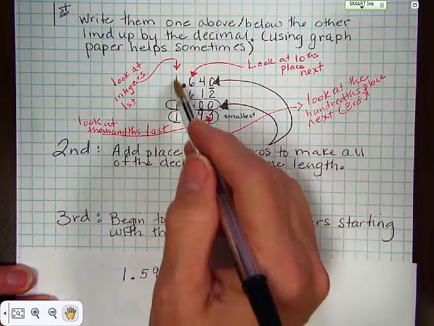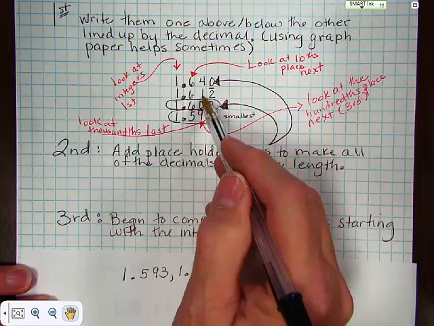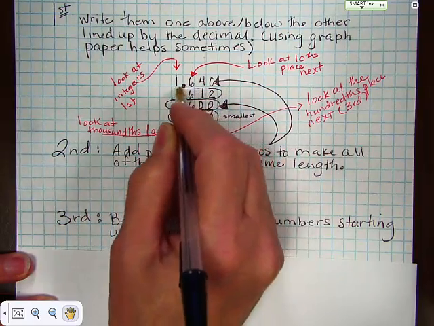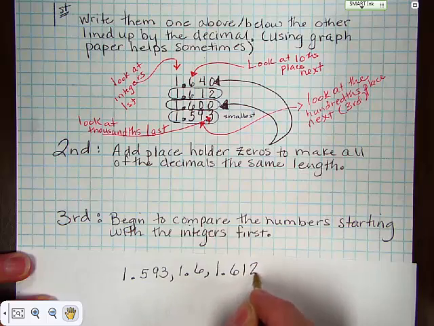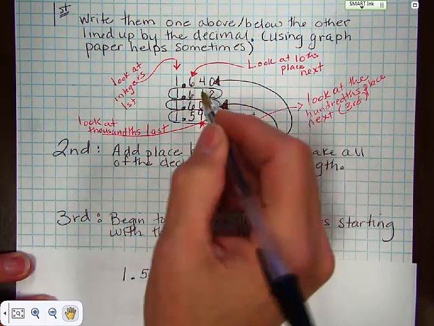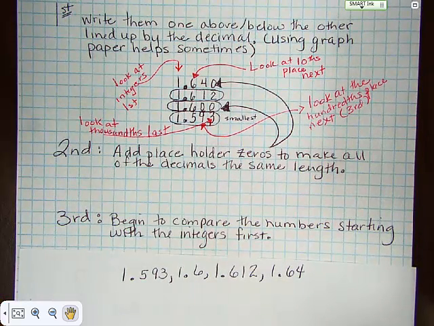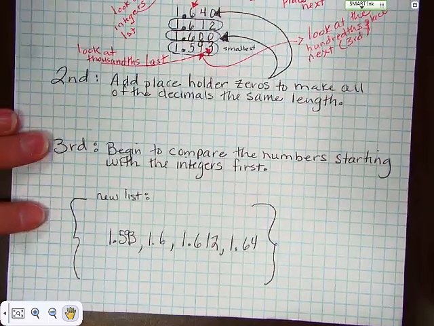We've compared the 1s, we've compared the 6's. Now we look at the 4 and that 1. So we know that it is smaller than this top one. So we could take it down here, 1.612. And all that's left is this lonely little guy right here, and he's 1.64. So we have them now smallest to largest. And there's your list.